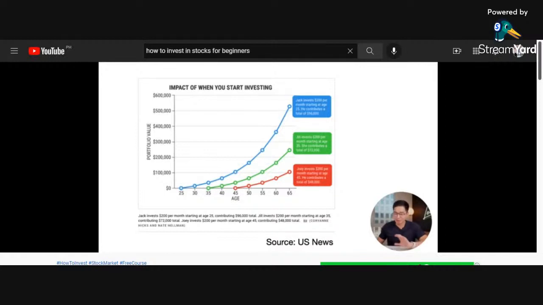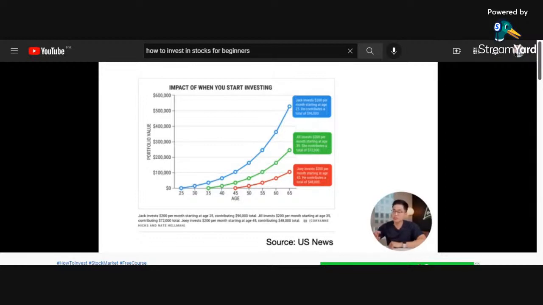I found this from US News and I thought it was extremely eye-opening. Let's say Jack invests $200 per month starting at age 25, so he contributes a total of $96,000. Then you have Jill, who invests $200 per month starting at age 35, 10 years after Jack, right? She contributes a total of $72,000.